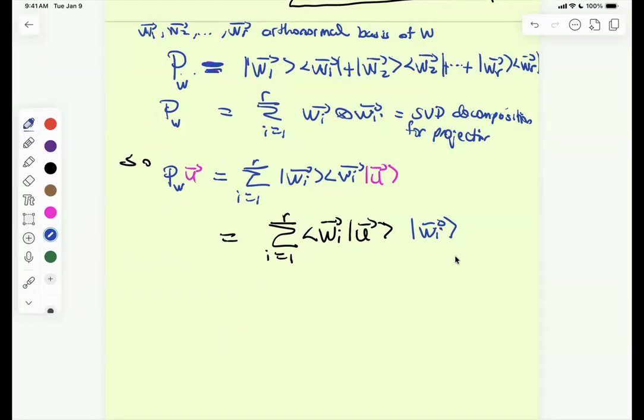Okay, so the reason why I brought up this projection maybe is because, so why am I bringing this up?